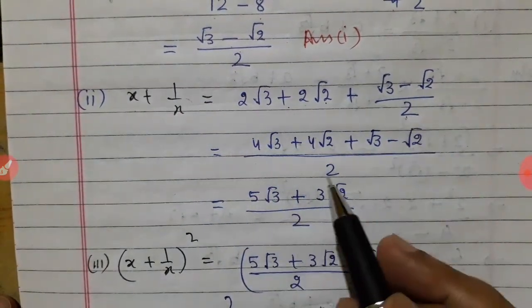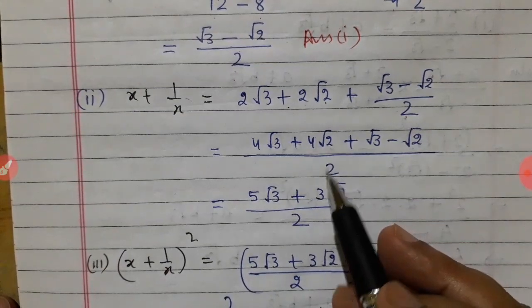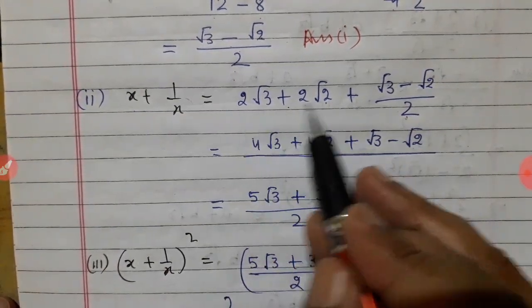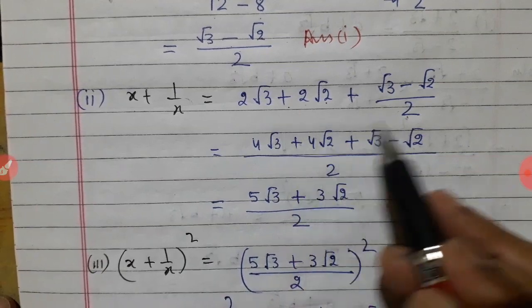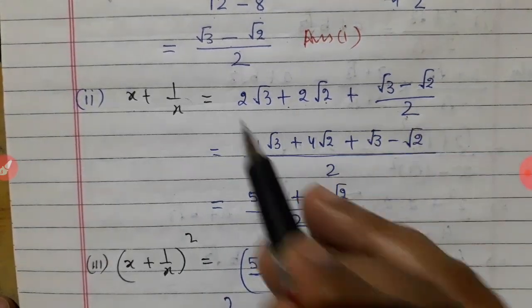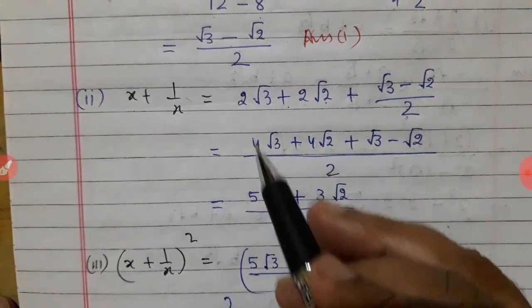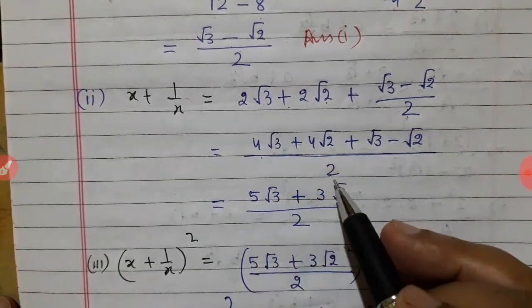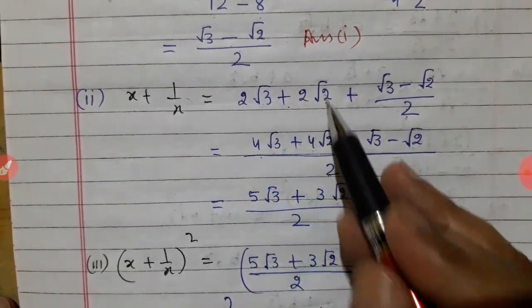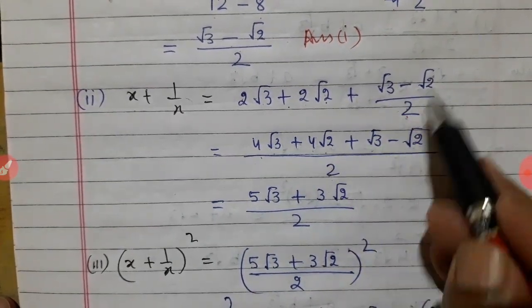Okay, now take the LCM. LCM will come 2. Then since they don't have a denominator, means they are having 1, so directly we can multiply this LCM with this number. So 2 2 is 4 root 3, then again 2 2 is 4 root 2, and then here root 3 minus root 2.